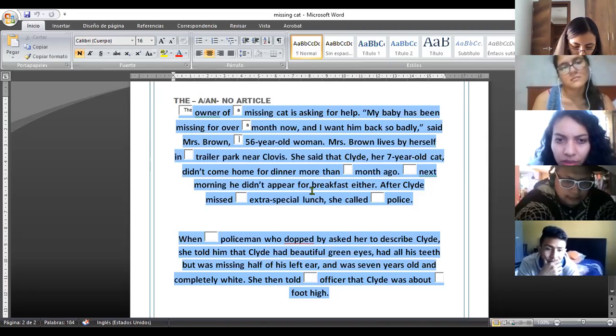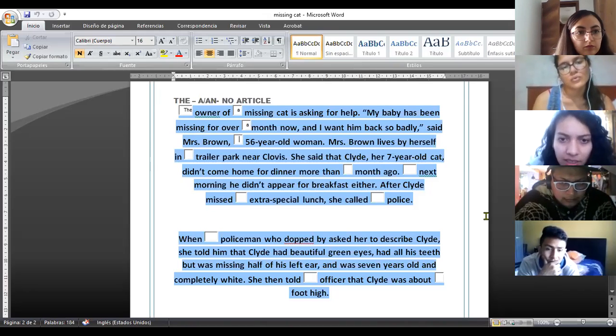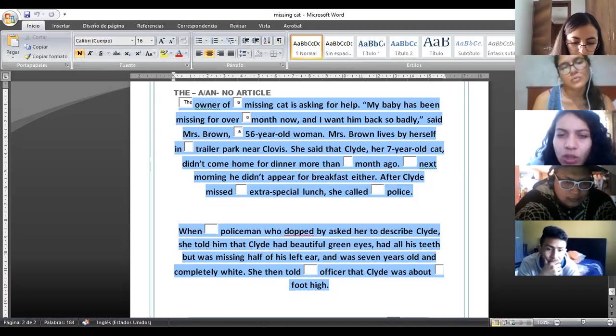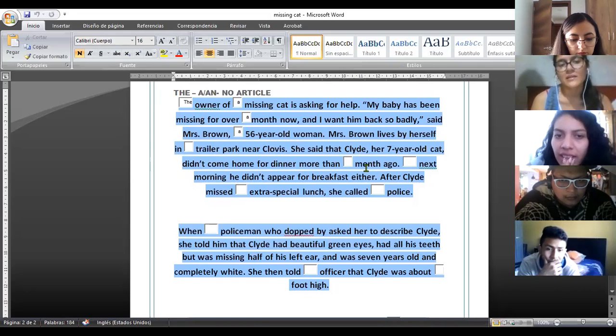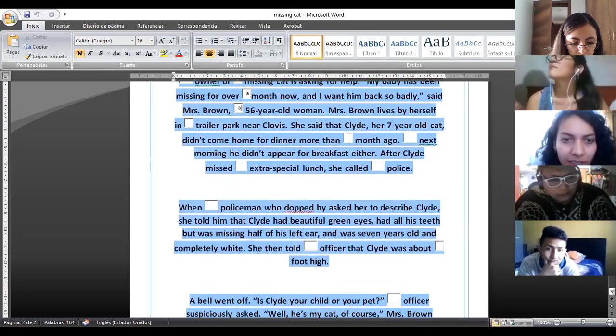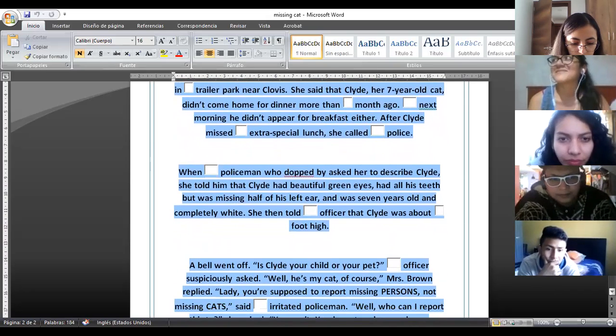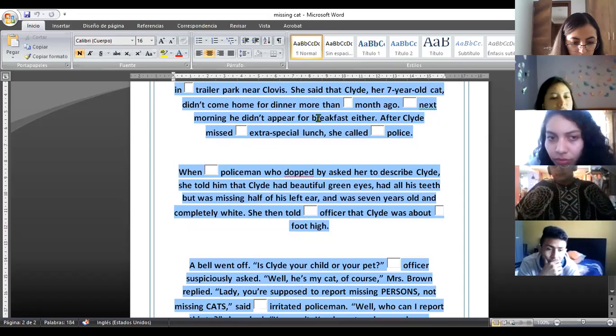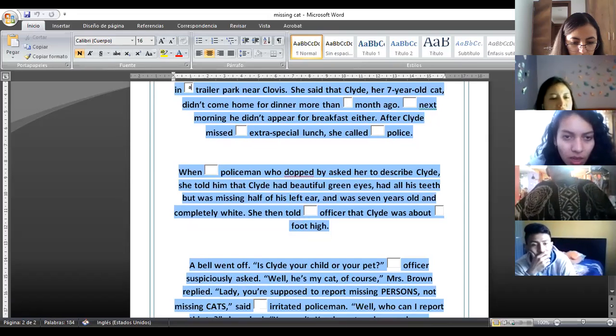And 56. A 56-year-old woman. This could be both. In this case, I think could be both. A and a. Well, Mrs. Brown lives by herself in a trailer park. Thank you a lot.